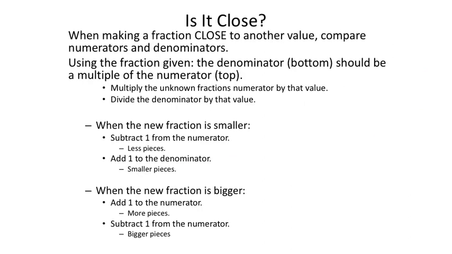So that brings us to this slide. It's asking, is it close? Just like it will in the assignment. When making a fraction close to another value, you have to compare the numerators and denominators. That's true. So using the fraction given, you'll take the denominator, which is the bottom, and it should be some kind of multiple of the numerator, which is the top. So what I do is I take the numerator of the unknown fraction, and I can multiply it by whatever that value is.